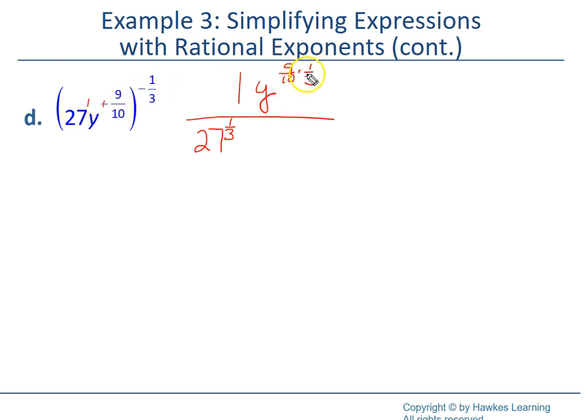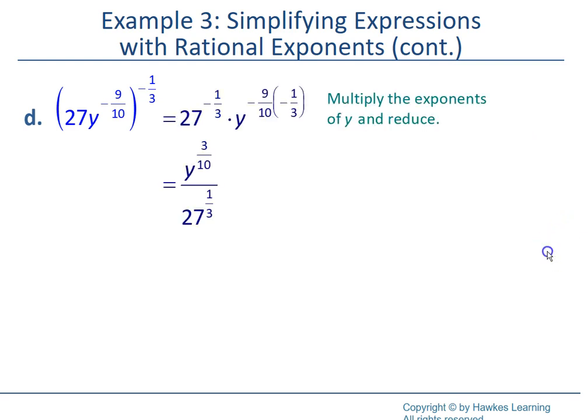That stays up. But I can do some cross-canceling. 3 goes into there once, 3 goes into there 3 times. So I now have, as I simplify this, in the numerator, y to the 3/10 over, now this, remember, is the 3rd root of 27, which is 3. And there's the final answer. All right, they're moving this down to the denominator, and they've simplified this. Okay, good.